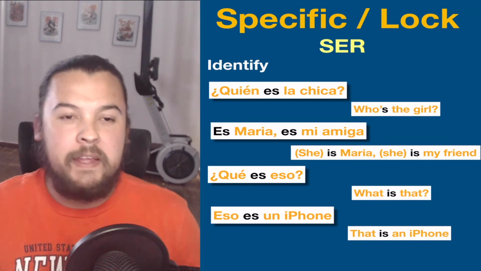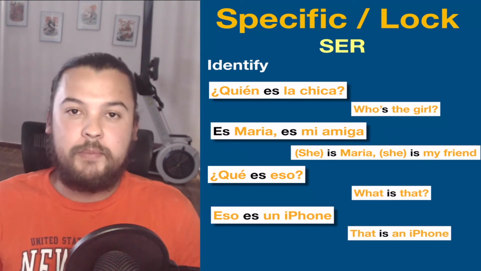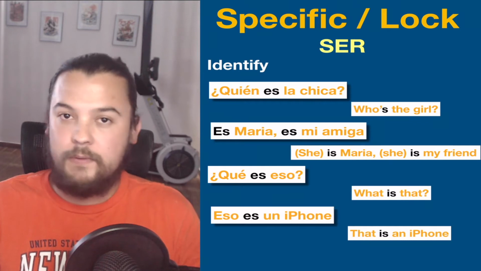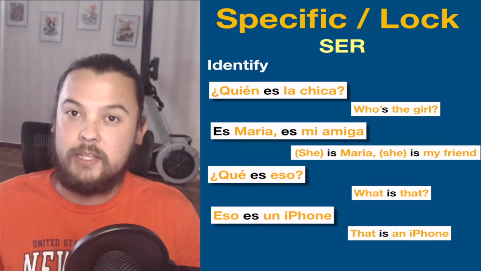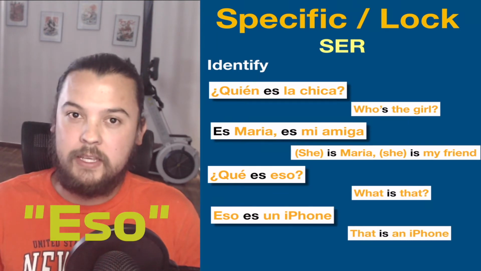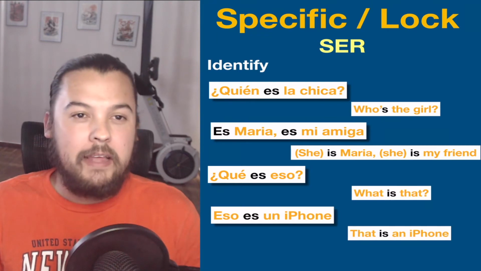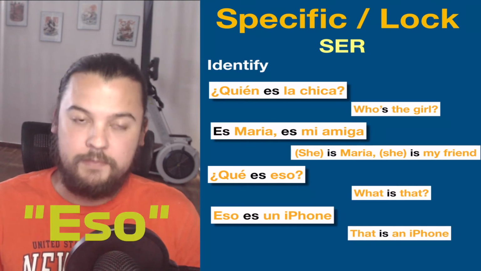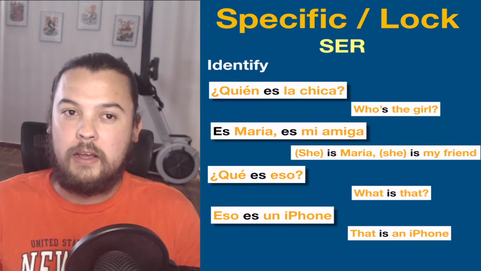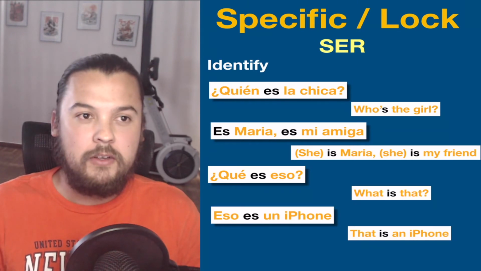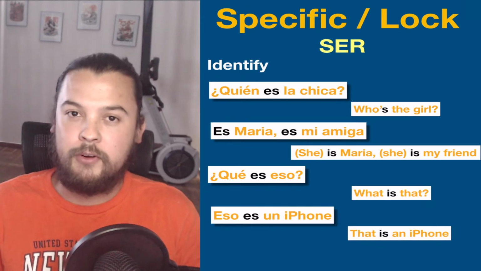¿Qué es eso? This question is really useful. You will be using this question so often. ¿Qué es eso? What is that? Now the word eso is that, but that word, the word eso, is normally a neutral word or an object whose gender or number you don't really know.